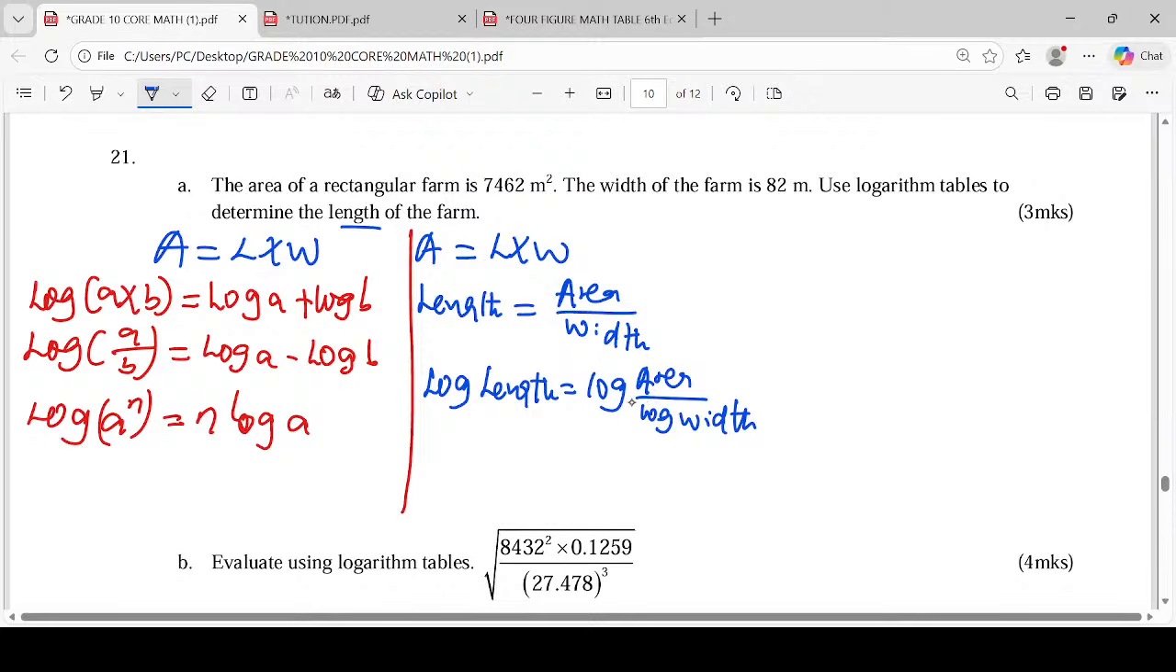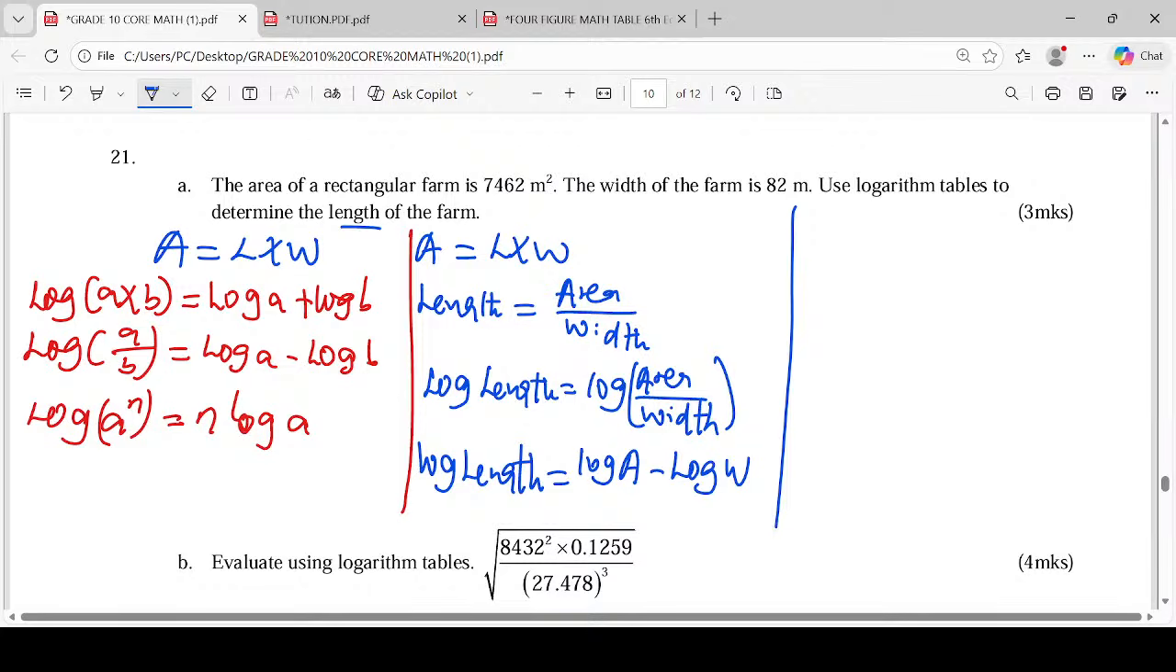In fact, this should be like this. If I introduce log on both sides, this should be log of area divided by the width. But ideally, you are all aware, if this is the case, then the log of the length is equivalent to, when I expand this, log of area minus the log of the width. From this second law that I've shown you, you can derive that. So we can proceed and say now, remember they have said using logarithm tables.